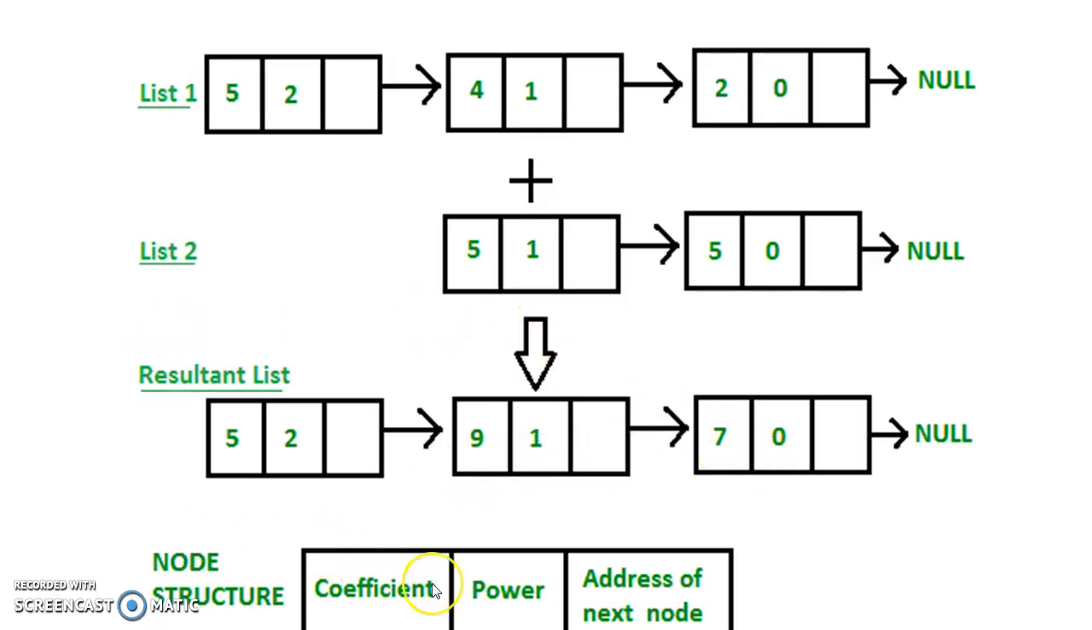The node structure that we have is: first a coefficient, second the power or exponent, and the address of the next node. The node structure can be represented as struct node, int coefficient, int exponent, and the address of the next term is represented as struct node star next. So a normal singly linked list is used for representing this polynomial.